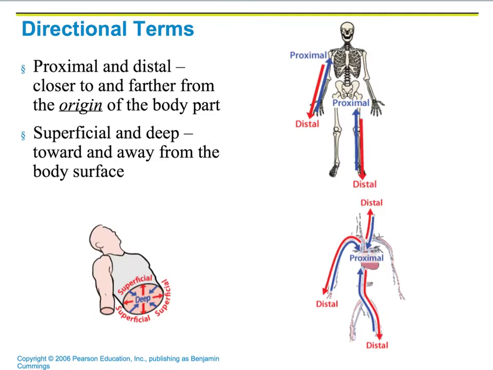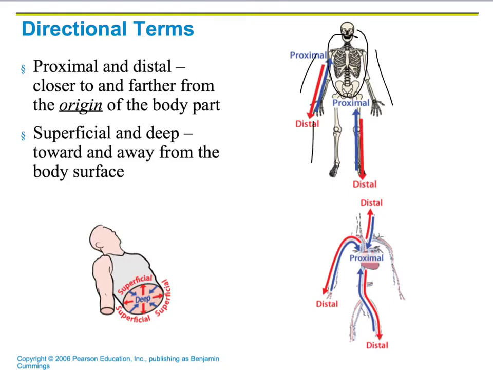Proximal is closer to the origin of the body part, and distal is away. Typically, these are used in reference to limbs, so arms or legs. You're not going to use proximal and distal if you're talking about something within the torso. So it's only having to do with limbs, arms, and legs.